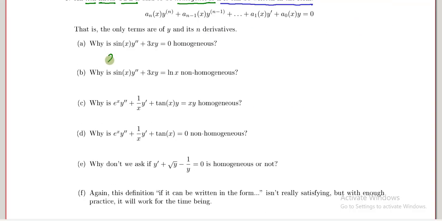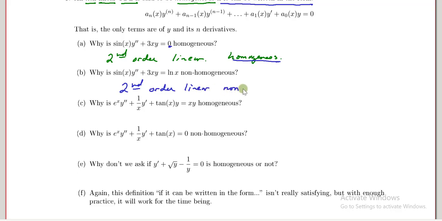Okay? So this is a second order, because the highest derivative showing up is 2, linear ODE. It's already in that linear form that we learned about in the first video. And it is homogeneous. And the reason why it's homogeneous is once we've put it into this linear form, the function on the right-hand side is the 0 function. Okay? So this is second order linear, non-homogeneous.